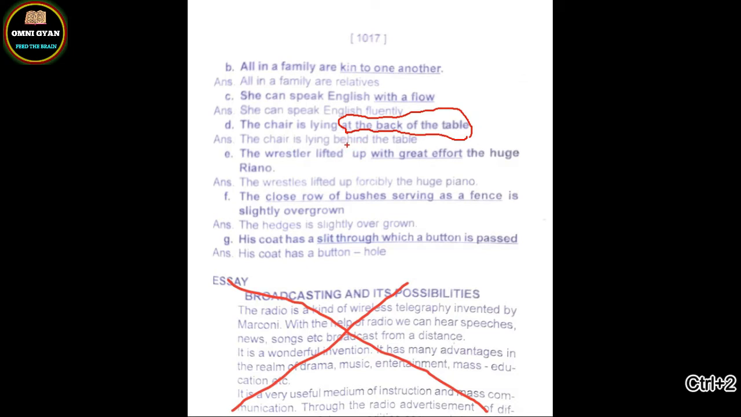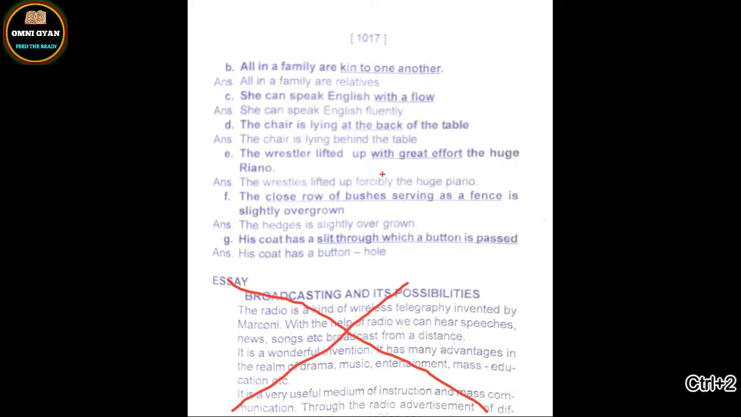And as it is said, you can make necessary changes also. The chair is lying behind the table. At the back of the table, behind the table. So at the back means behind, right? Okay, let us move on.